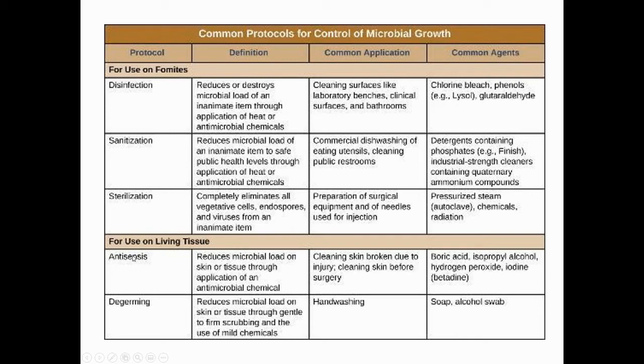For use on living tissue, we use antisepsis and antiseptic products like rubbing alcohol, hydrogen peroxide, or iodine. We clean skin that's broken due to injury, or clean skin before surgery, using this to reduce the microbial load. And then degerming. This is our hand washing, our soap or use of alcohol swabs to remove microbes. One of the most effective ways to just keep people safe.